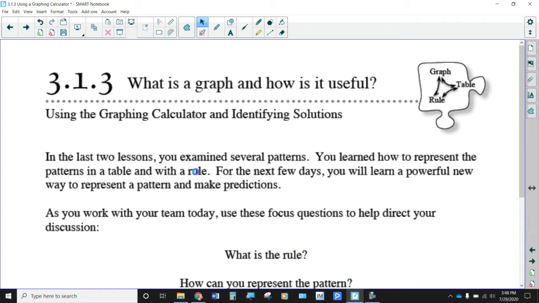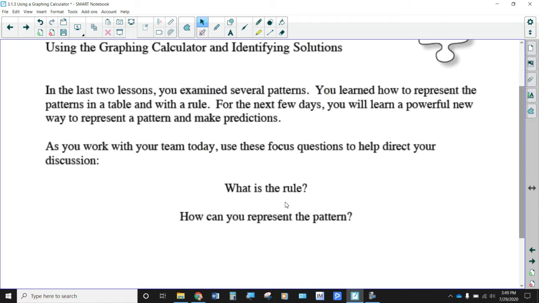All right, so in the last two lessons, you examined several patterns. You learned how to represent the pattern in a table and with a rule. We also, I think, did a little graphing. For the next few days, you will learn a powerful new way to represent a pattern and make predictions. As you work with your team or on your own watching this video, use these focus questions to help direct your thinking. What is the rule, and how can you represent the pattern?